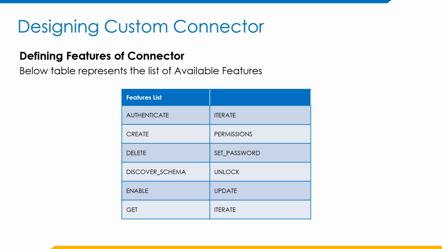Enable: will the connector support enabling or disabling of a resource object? Get: will the connector be able to read and return a map of a specific resource object? Iterate: will the connector return an iterator of resource objects? Permissions: will the connector return permission attributes? Set password: will the connector set the password of a resource object? Unlock: will the connector be able to unlock a resource object? Update: will the connector support updates of resource objects?